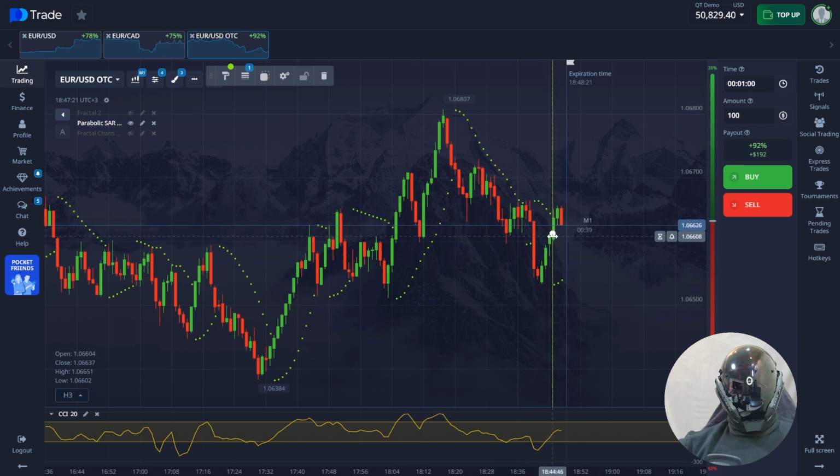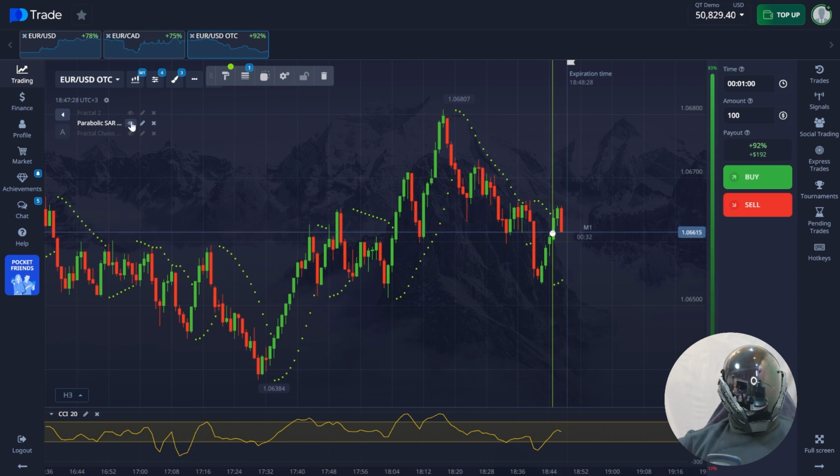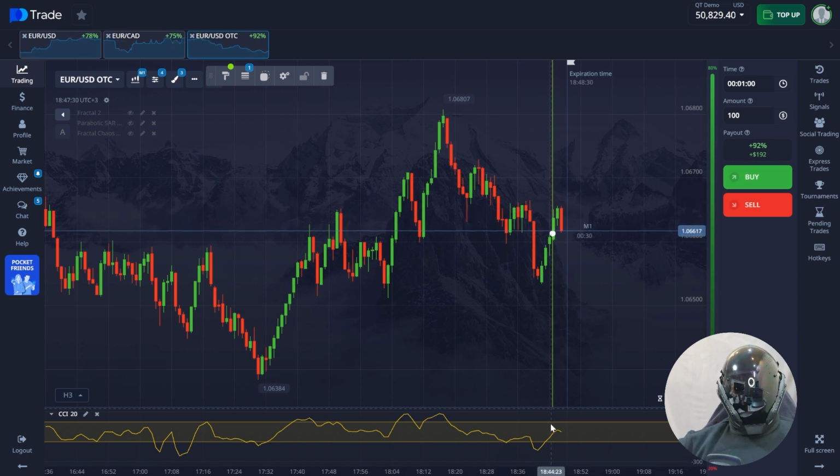Here it was a buy position on this candle. As you can see, the next one was green, so you should have been in the money as well. Now, let's cover this up for just a little bit and go back to the CCI.